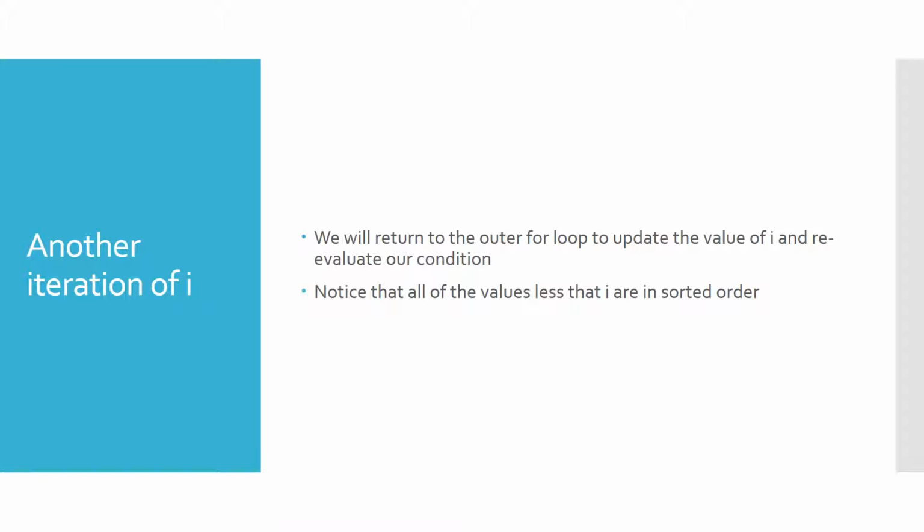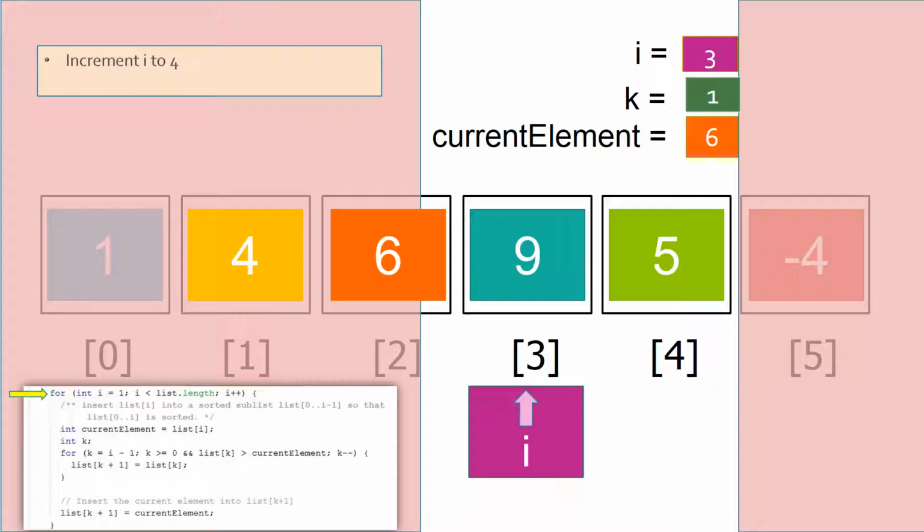Now, we're going to return to the outer loop to update the value of I and reevaluate our condition. Notice that all of the values less than I are sorted. Make sure all of your notes are up to date and that everything is working, and you're moving your post-it notes around, and I hope you're seeing the patterns here as we execute our algorithm to sort this data using this sort.